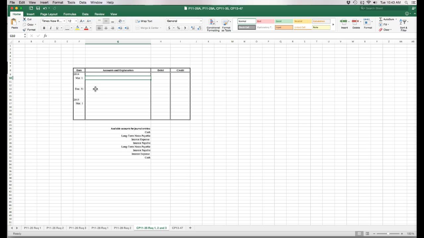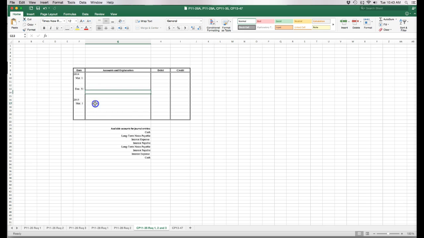Then on the second entry, you're going to record the entry to accrue interest due on the note at December 31st. So you want to calculate what the interest is based upon the $300,000. The important thing to remember here is that we're not doing the full year, because the note was taken out on March 1st and the year ends December 31st. So you want to calculate the correct number of months for that.